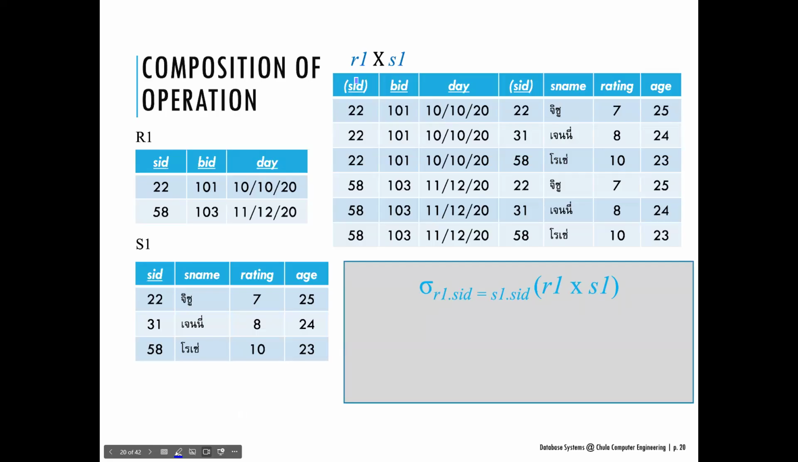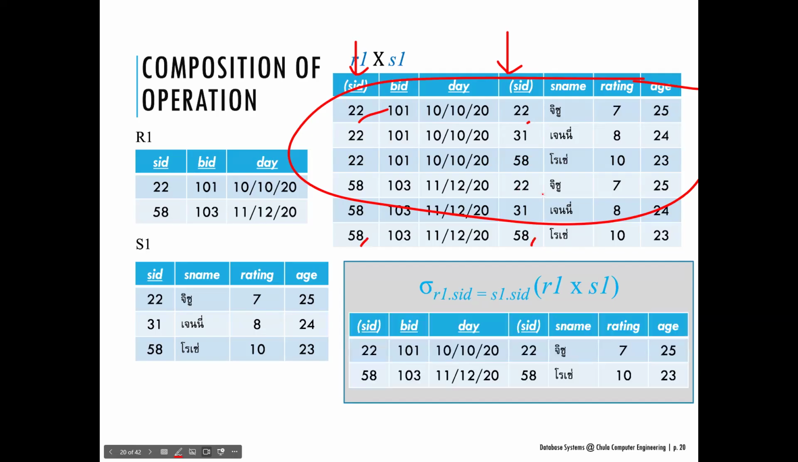So what it means is that after I have the result of the cross product in the first table here, I will only select where R1.SID, so this column, equals S1.SID. So for these, I only have this set 22, 22, and the rest, 22 and 31, I will not take it. 22, 58, I will not take it. 58, 22, no. 58, 31, no. Then I'll take 58 and 58 here. So this is the result where you have cross product followed by select.